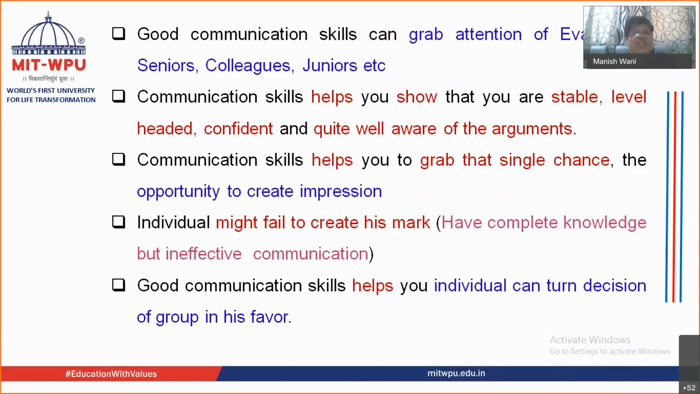If you are participating in a group discussion where seniors are there, then the seniors are going to take notice of it. Your colleagues, if they are taking part in a group discussion, and you have good communication skills, the colleagues are going to take notice of it, or the juniors are going to take notice of it. So you are going to grab the attention of the evaluators, your seniors, your colleagues, your juniors. And you are going to create an image amongst them.